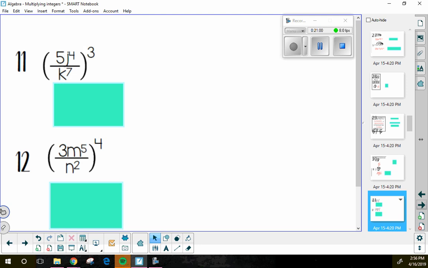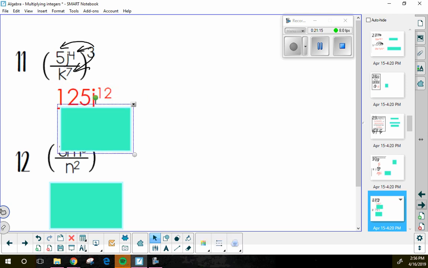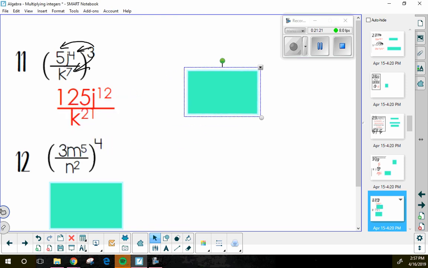And number 11. You get a 3, you get a 3, you get a 3. What's 5 cubed? What's j to the 4th to the 3rd? Pause. Okay, then it was j to the 12th over k to the 21.